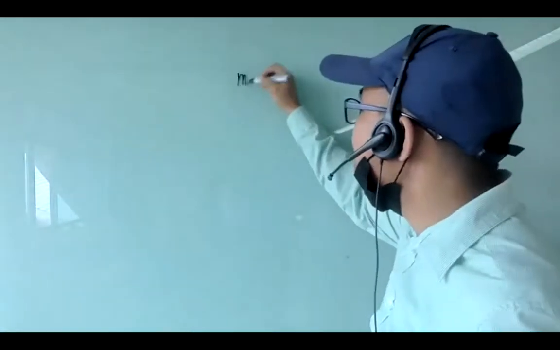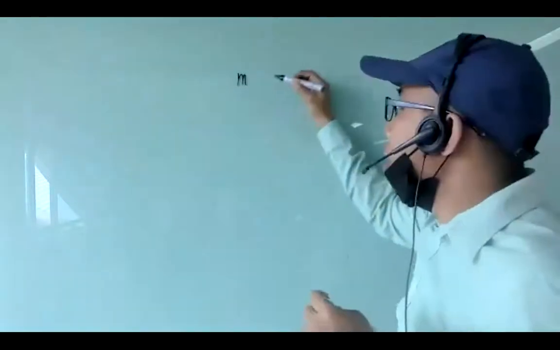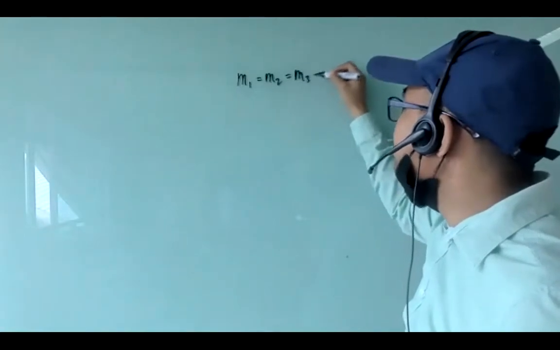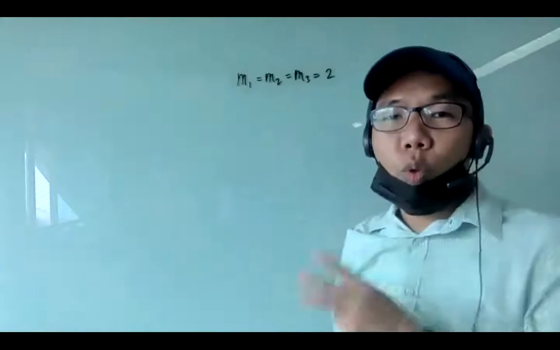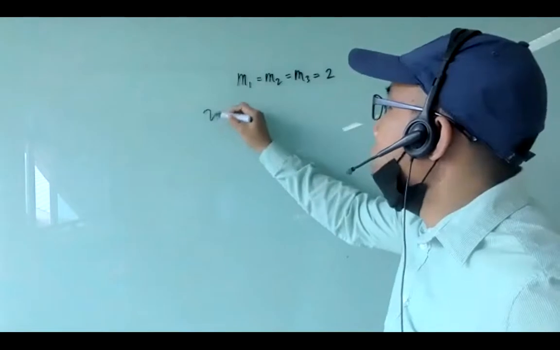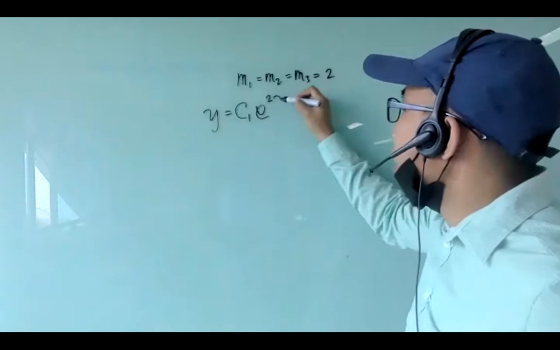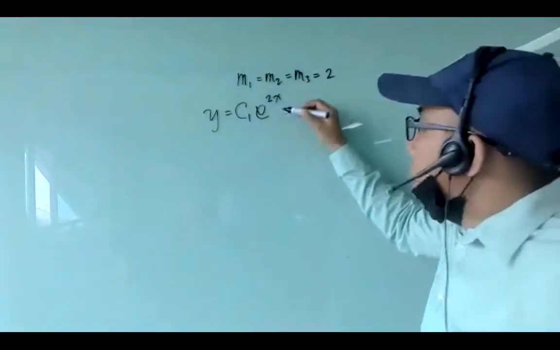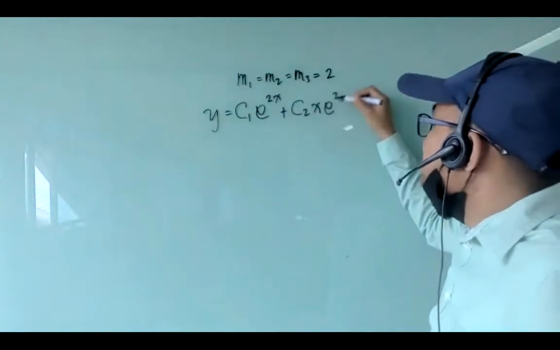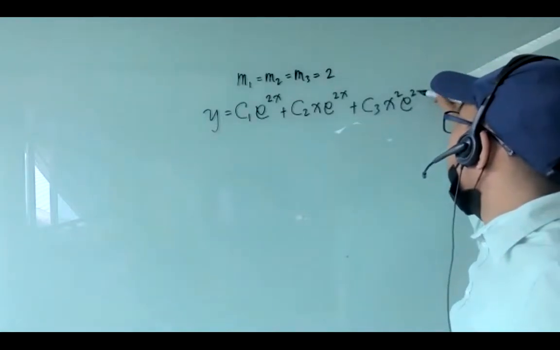Na obtained na kumbaga yung roots. So, for example, tatlo yung roots, guys, na magkakapareho. So, si m sub 1 is equal sa m sub 2 equal din sa m sub 3 and that value is, for example, 2. So, tatlong 2, same roots. So, how do you write the solution? So, y is equal to c sub 1 e raised to 2x plus c sub 2, may x ka na ilalagay dyan, e raised to 2x plus c sub 3 x squared e raised to 2x.